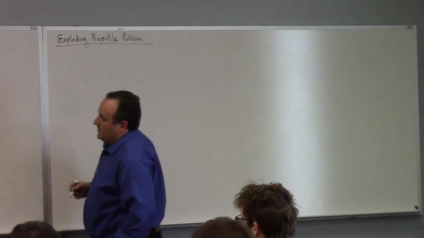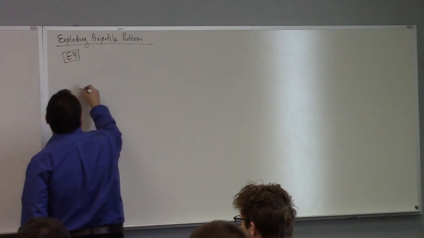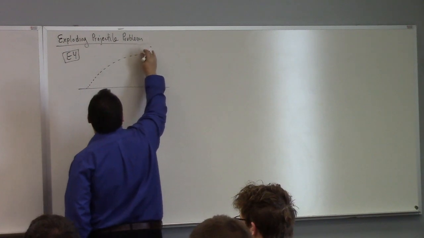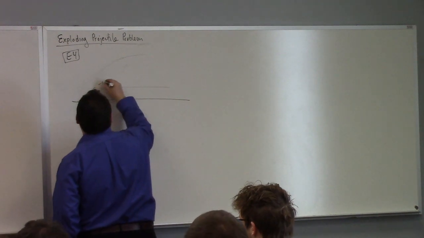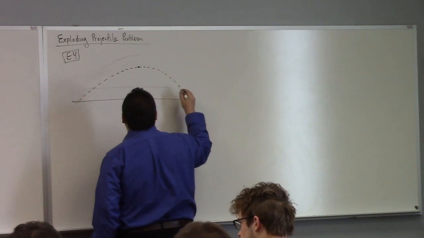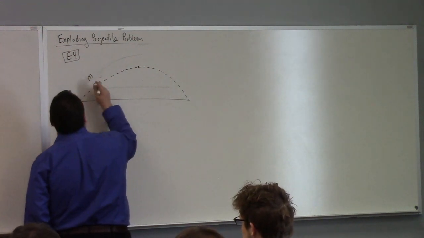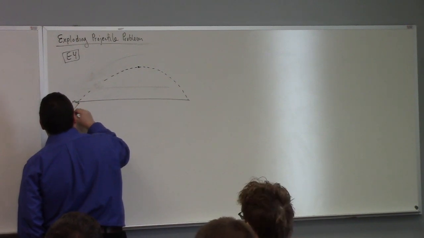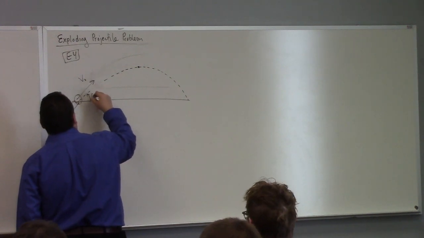Exploding projectile problem, that would be my example 4 for today. We could have something like this. The bullet's fired, all right? So the bolt's fired. And then at the top of the trajectory, just to keep things relatively simple, you have a mass M, and it's fired. I'll put the cannon under the ground to make things easier to think about. And so the mass is fired with the initial velocity V naught at some angle theta.